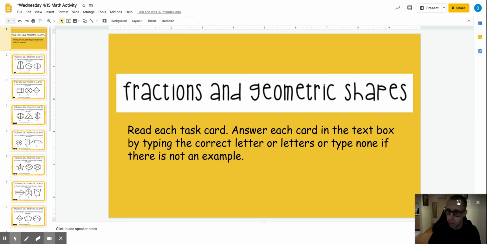I could also talk about how many are not shaded in. I could say that there are 2/3 not shaded in. Again, the number on the bottom is 3. That's the total. And the number on the top, the numerator, is 2 because I'm talking about 2 of the 3 not shaded in.